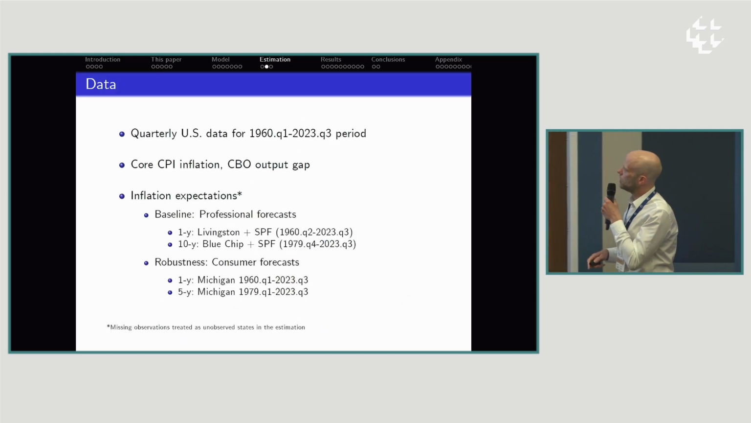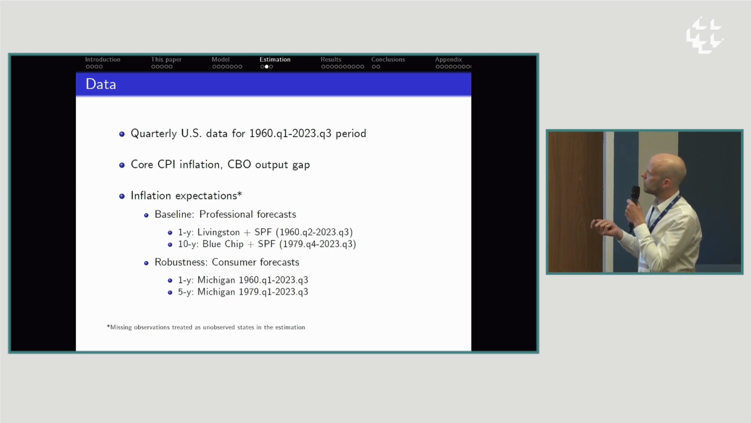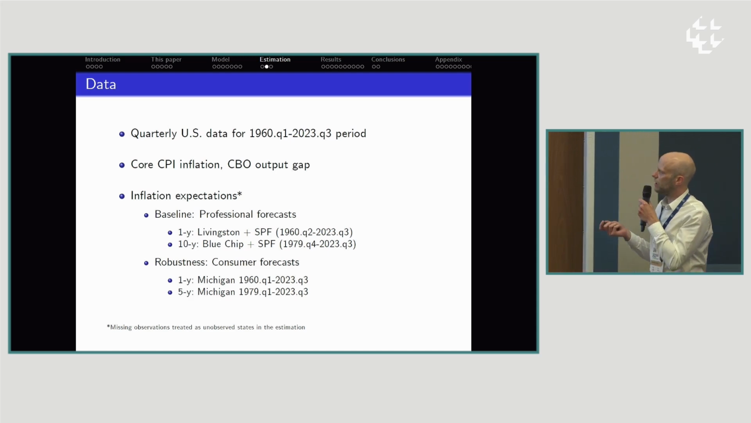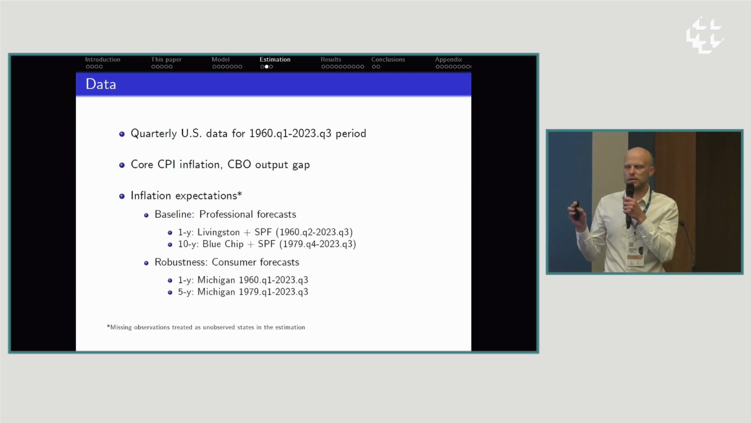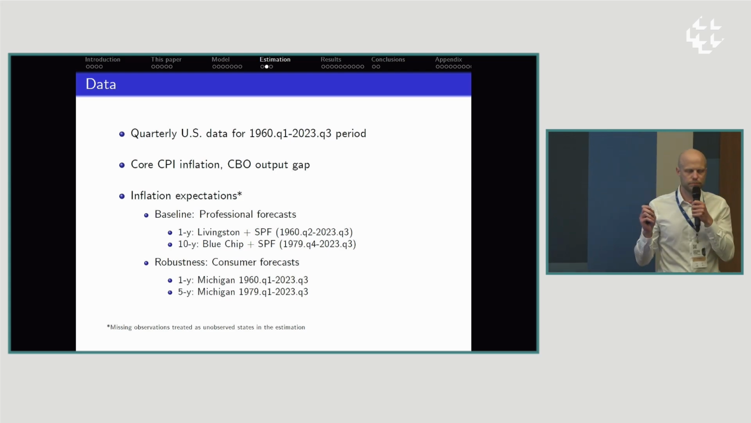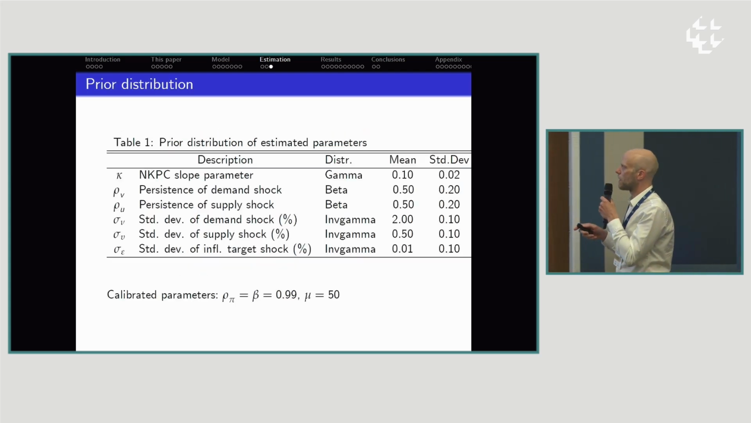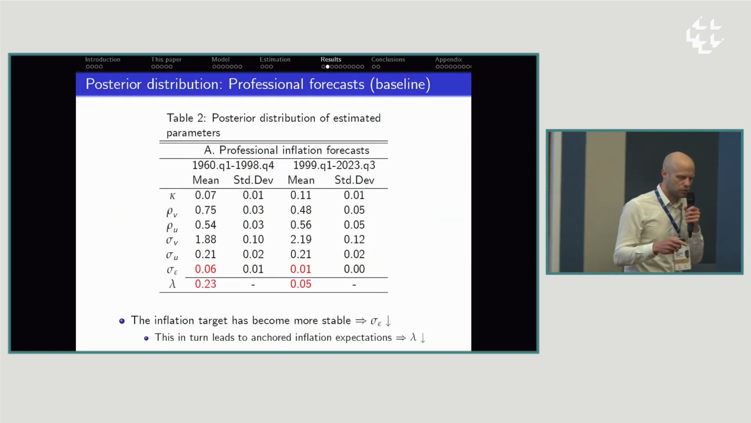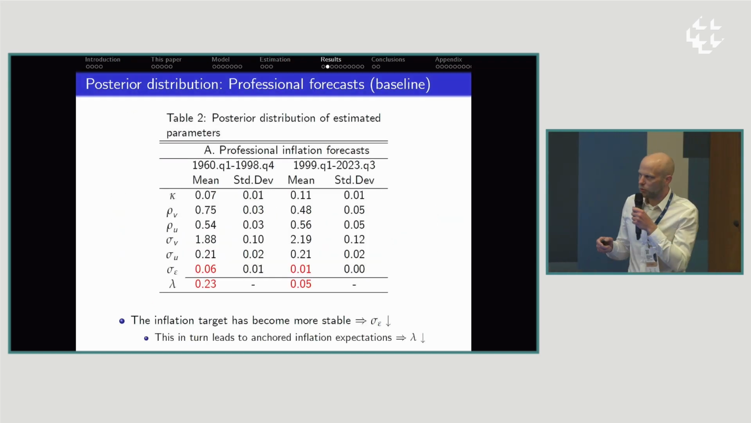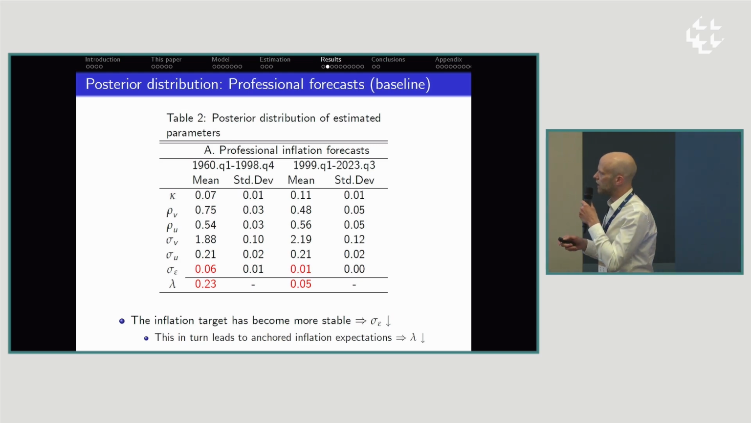Okay, so in the estimation, I use core inflation, the CPI output gap, and then I use both short-term and long-term inflation expectations from the data. I use professional forecasts in the baseline, and then I use consumer forecasts as a robustness check. I'm going to skip this. I use a pretty standard prior distribution. I'm just going to show you the results from the baseline case with professional forecasts.